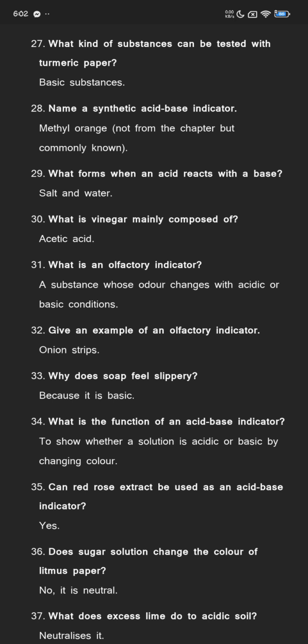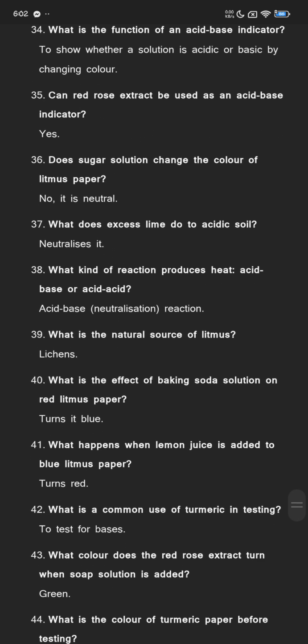Because it is basic. What is the function of an acid base indicator? To show whether a solution is acidic or basic by changing color. Can red rose extract be used as an acid base indicator? Yes. Does sugar solution change the color of litmus paper? No, it is neutral.